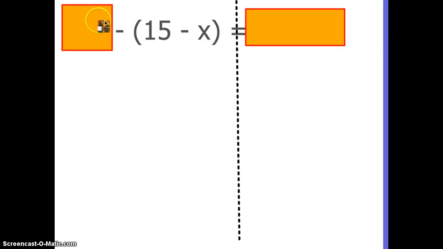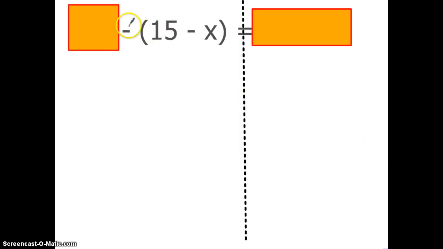Okay, now, the only thing I want to pay attention to is negative times 15 and negative times negative x. That means negative times both those things. So it's negative times the 15 and negative times the negative x. So that's negative times 15 is negative 15. And then negative times negative x, well, that's negative times a negative is a positive x. All I've done is negative times 15 and negative times negative x. When you're distributing, you just have to make sure you do that to both things.